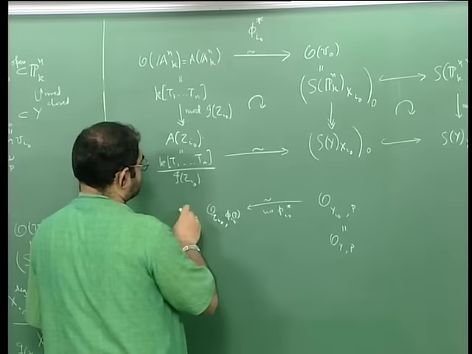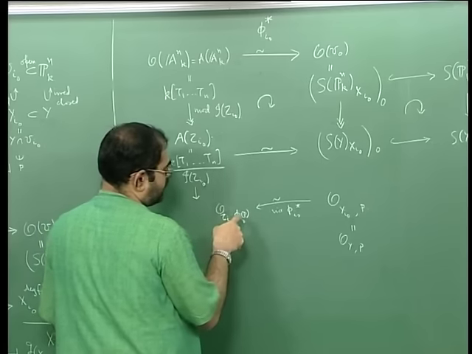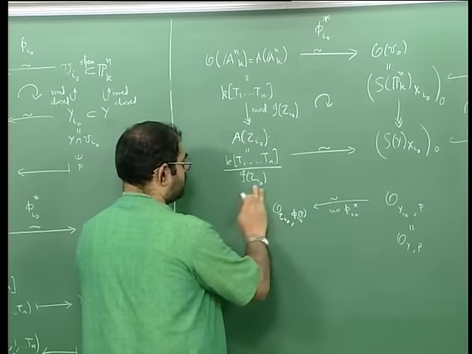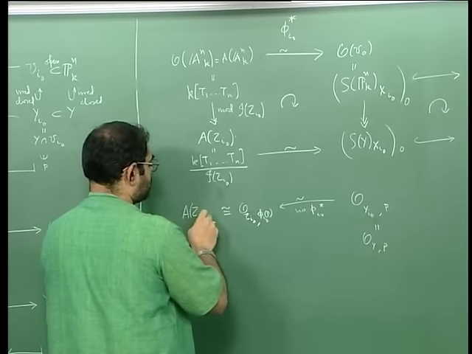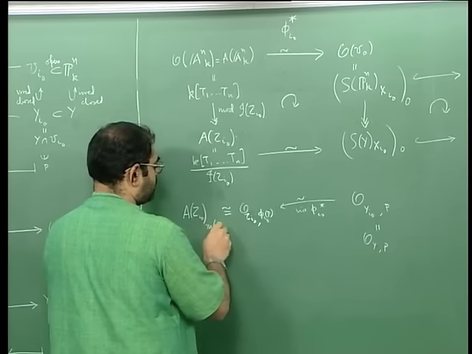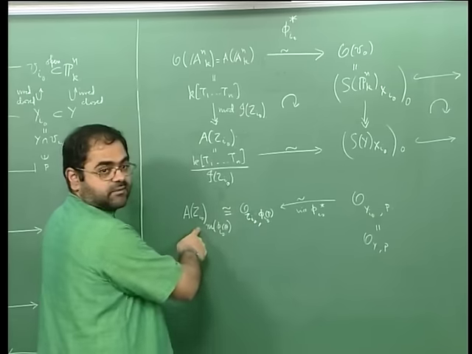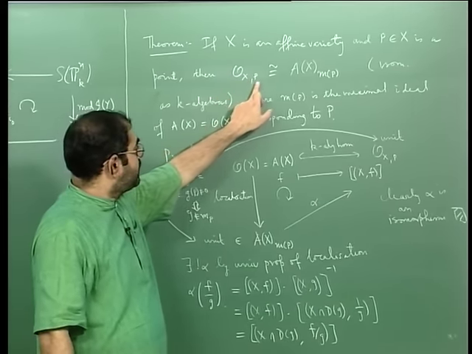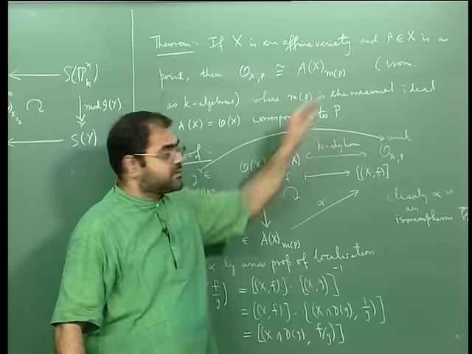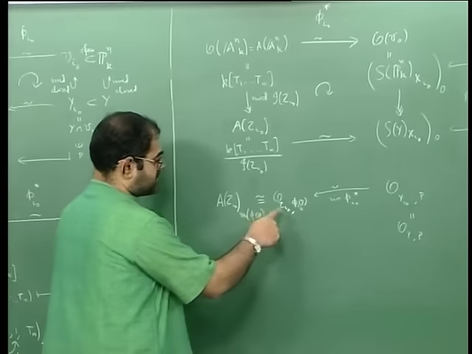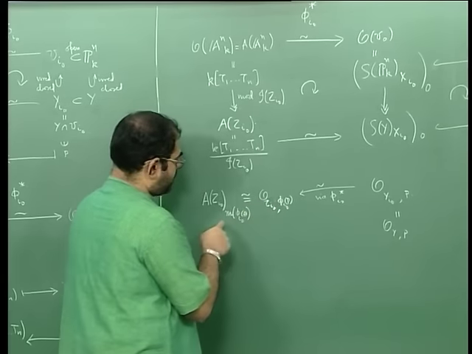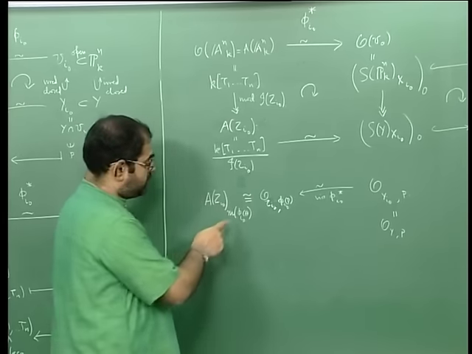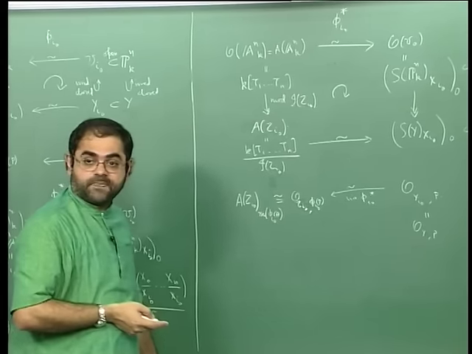And what is this? As we have seen, this is the local ring at a point of an affine variety, and therefore this is isomorphic to the affine coordinate ring of zi naught localized at the maximal ideal corresponding to phi I naught of p. We have seen this theorem in the previous lecture, that the local ring at a point of an affine variety is just the affine coordinate ring localized at the maximal ideal corresponding to that point. So this local ring of zi naught at phi I naught of p is just the localization of the affine coordinate ring of zi naught, which is A of zi naught, at the maximal ideal m of phi I naught of p corresponding to the point phi I naught of p, okay.